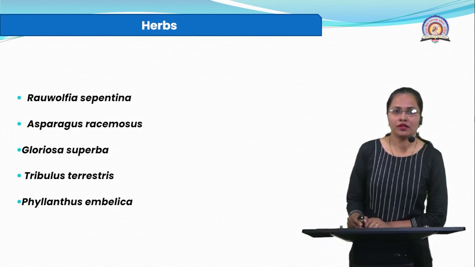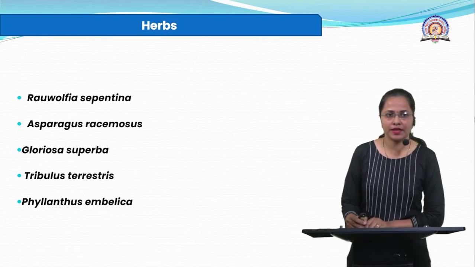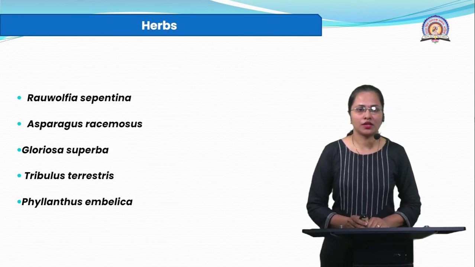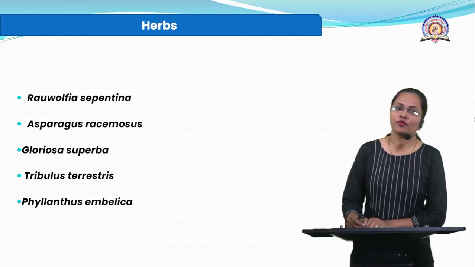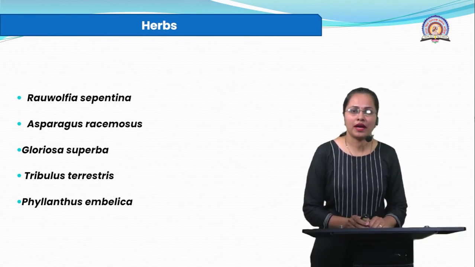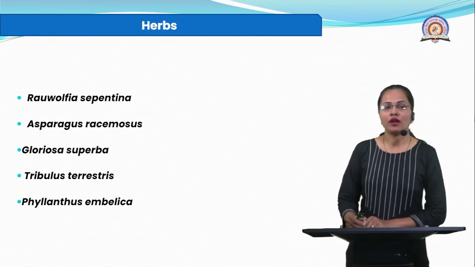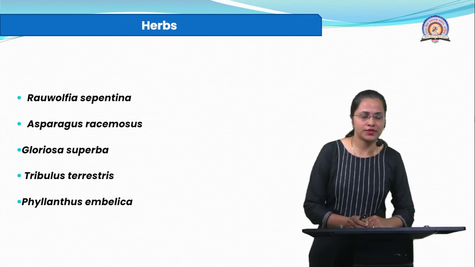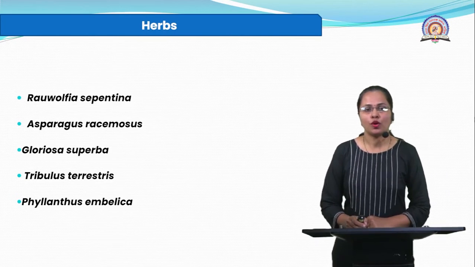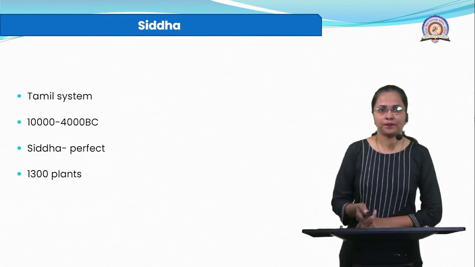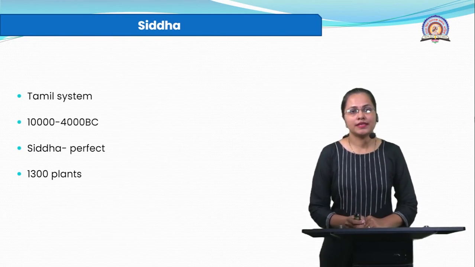The very well-known herbs which are commonly used in Ayurvedic preparations are Rauwolfia serpentina, Asparagus racemosus, Gloriosa superba, Tribulus terrestris, Phyllanthus emblica. Along with that, there are many plants in our surroundings which are used in medicine. And these all are collectively forming the Ayurvedic system of Indian medicine, and it is serving as a source of medico-ethnobotany. The second system of Indian medicine is Siddha.